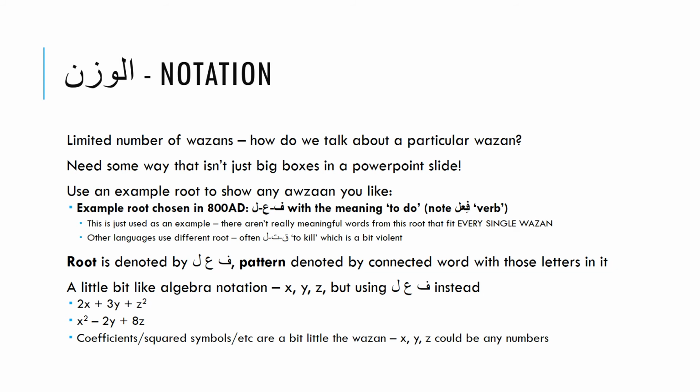Now, the solution that's been used in Arabic is to use an example root to show any wazn, right? So we just keep the root the same, and we just use an example, and then we fit it into all the different awzaan to talk about those awzaan. And back in about 800 AD, just 1,200 years ago, somebody already came up with a solution to this. They use this wazn, fa, ayn, lam. This is a pain for us non-native speakers of Arabic who have trouble with our ayns, but it's tradition.